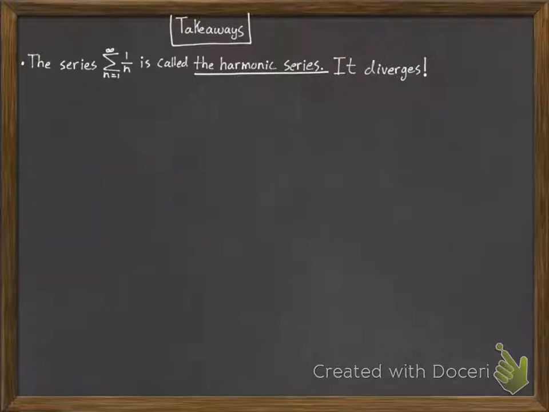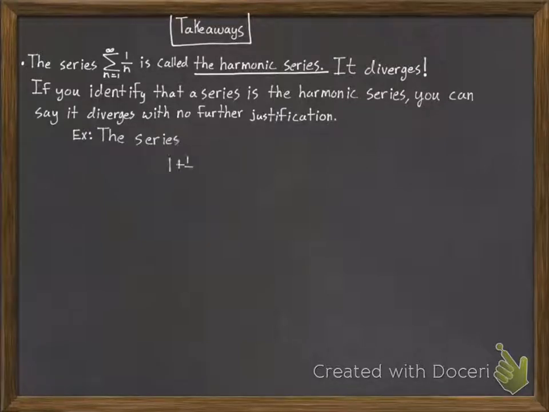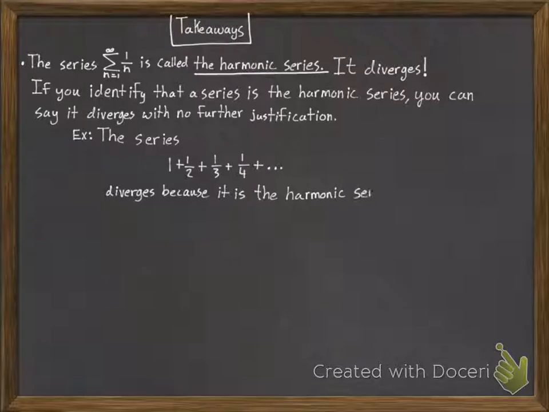Very important to remember. It's important to remember because if you identify a series as being the Harmonic Series, you can say that it diverges with no further explanation or justification. You can say, hey, this is the Harmonic Series, it diverges. For example, you might see the series 1 plus 1/2 plus 1/3 plus 1/4, and so on and so forth. That series diverges because it is the Harmonic Series. That's all you need to say.